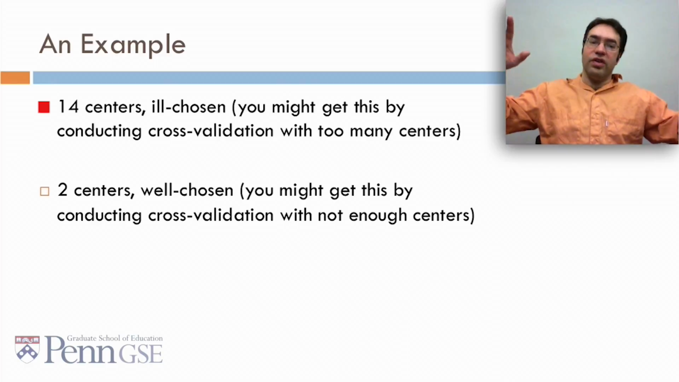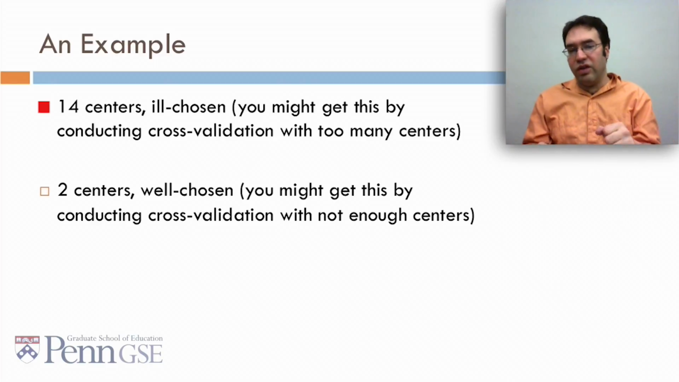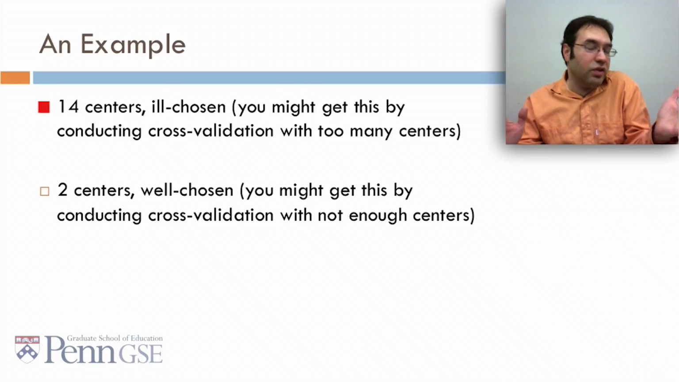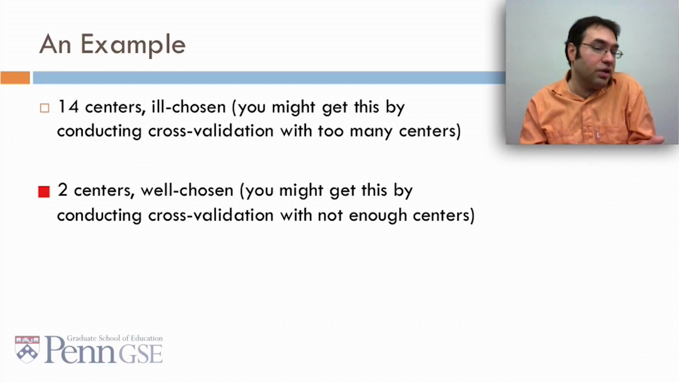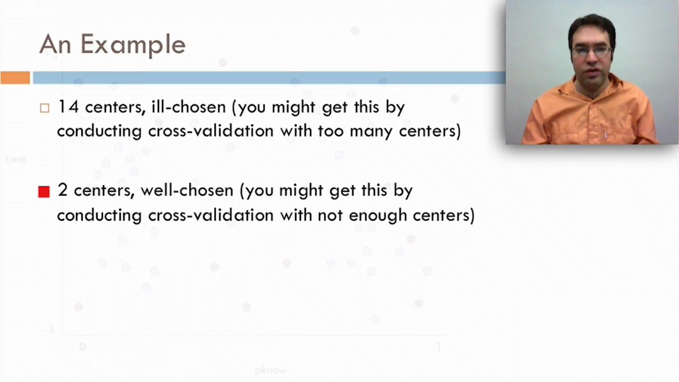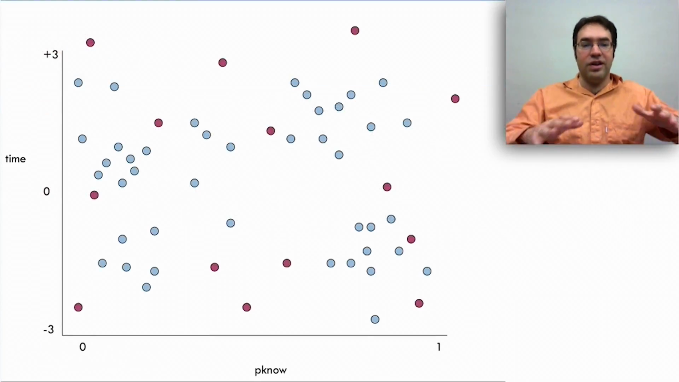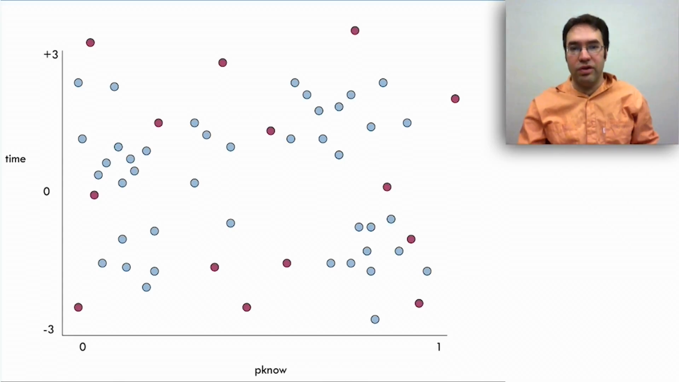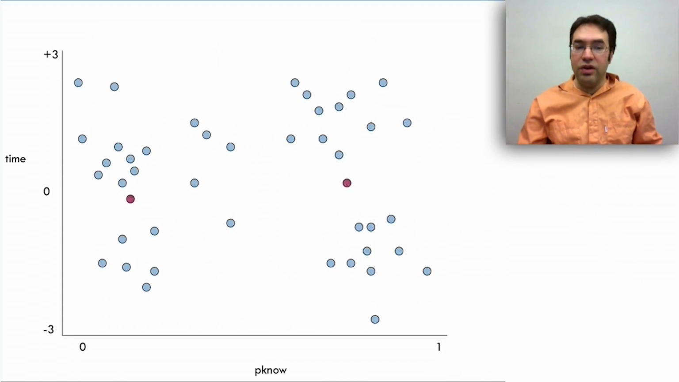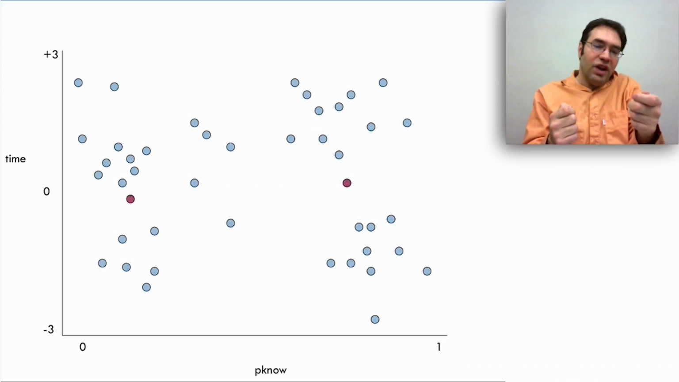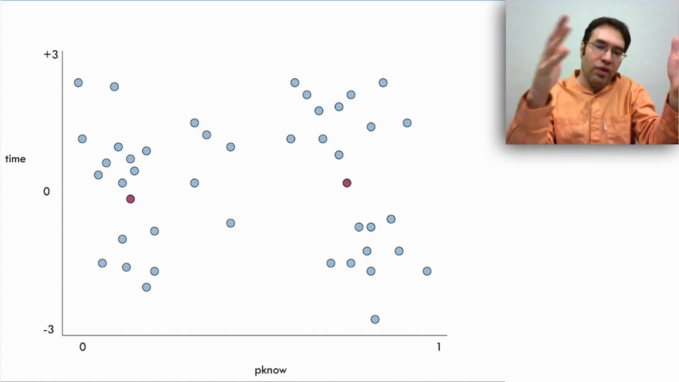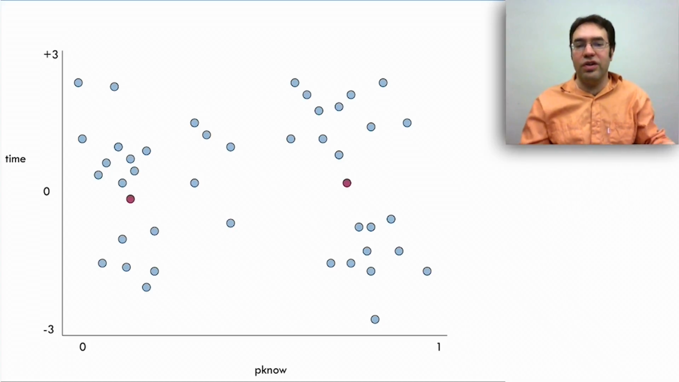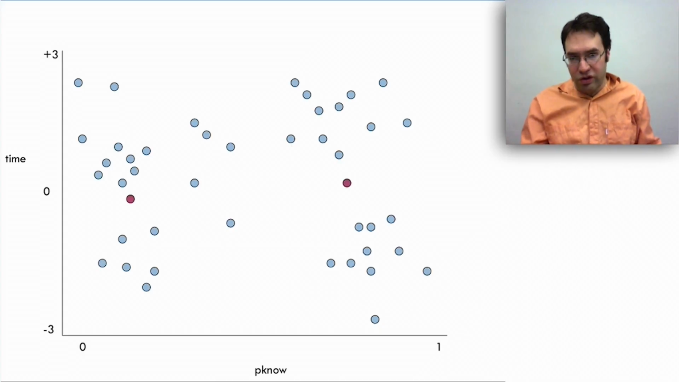Let's say that you have 14 centers, ill-chosen, and you might get this by conducting cross-validation with too many centers. By contrast, let's take 2 centers which are very well chosen, and you might get this by conducting cross-validation with not enough centers. Here's the 14-point case, and you can see the centroids have nothing to do with the data points, really. And here's the 2 centroids, and you can see in this case, there's kind of 2 major groupings, and this one is kind of capturing both of them. There's one on the left, one on the right. There's really not enough centroids to capture these points and the way they cluster, but this is probably about as good as you can do.